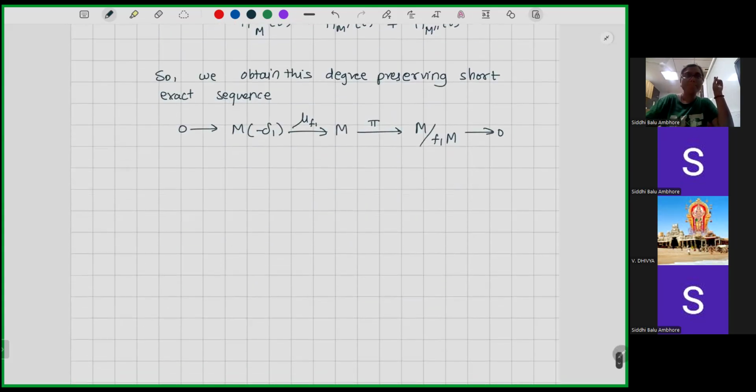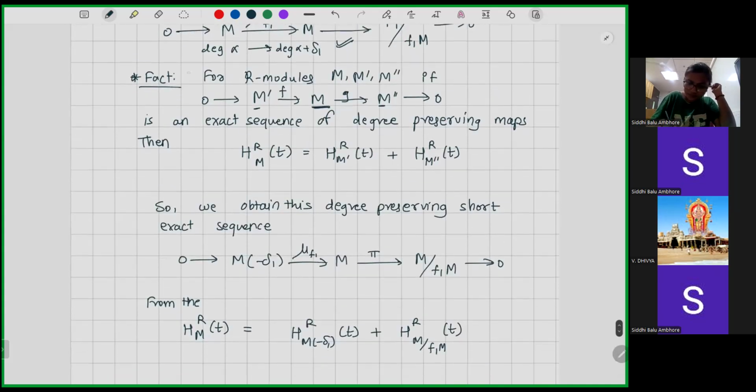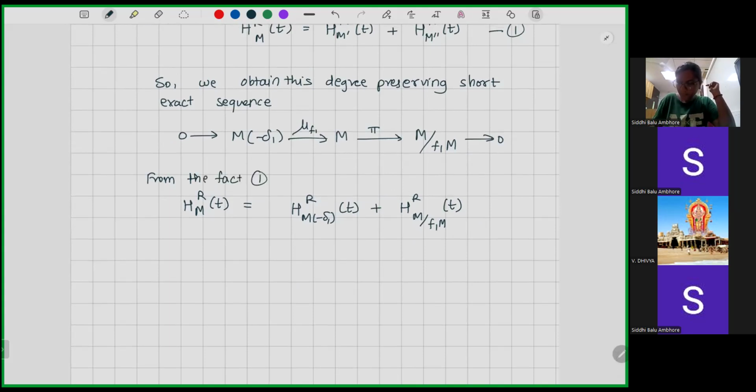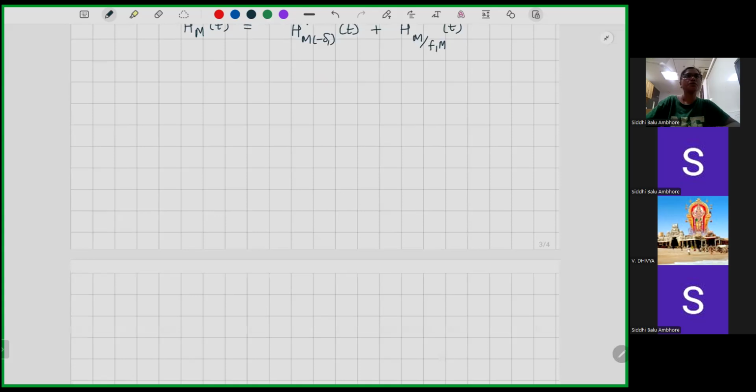Using this, we get that the Hilbert series of M(T) is equal to the Hilbert series of M shifted by minus delta 1 (T) plus the Hilbert series of M quotiented by F1M (T), from fact 1. But we know what the Hilbert series of the shifted module is. Yesterday, in the week 12 problem solving session, question 2, we obtained this result.